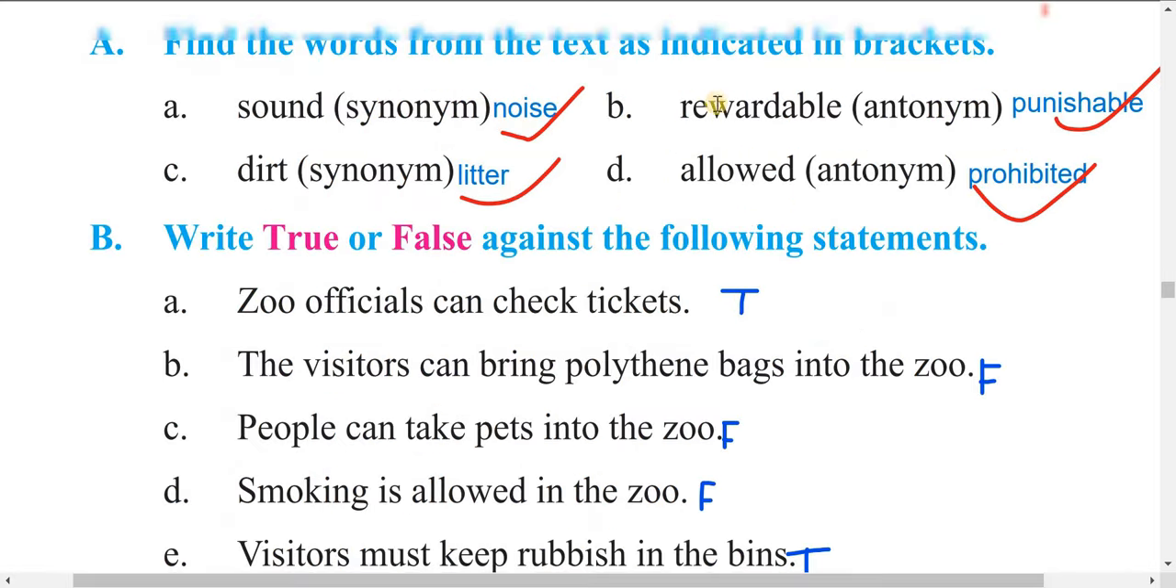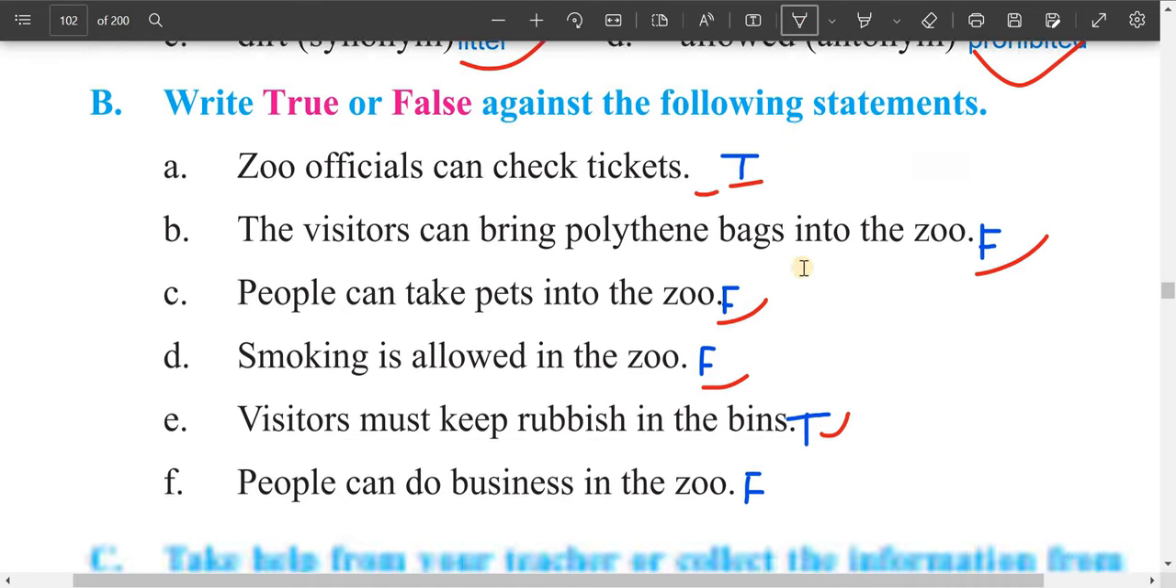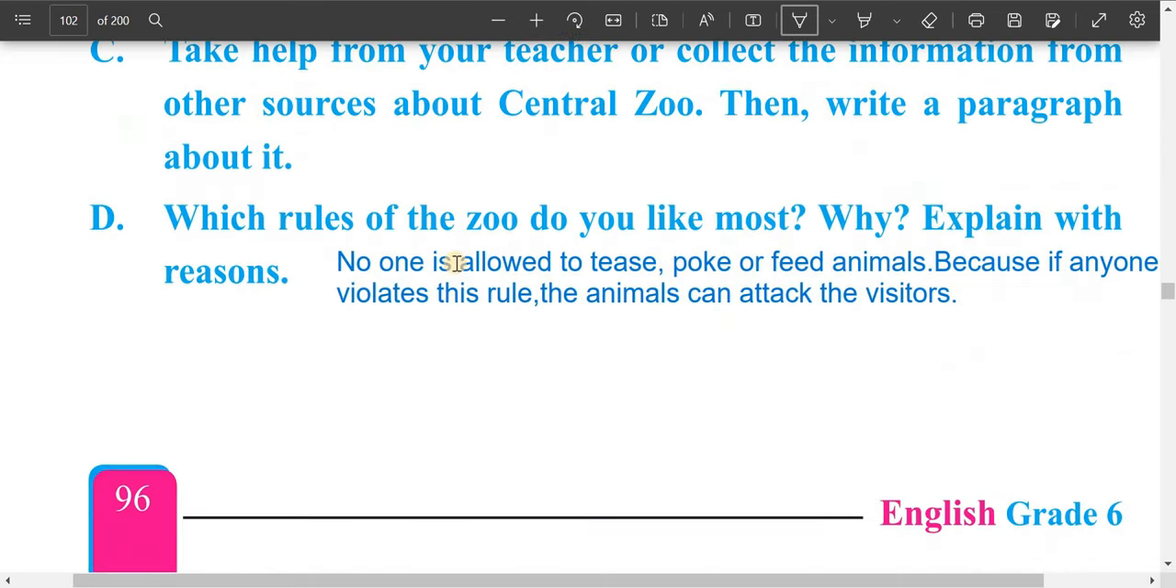Now, dear students, the next exercise is true and false. You see here. Zoo officials can check tickets. This is true. The visitors can bring polythene bags into the zoo. This is false. People can take pets into the zoo. This is also false. Smoking is allowed in the zoo. This is also false. Visitors must keep rubbish in the bins. This is true. People can do business in the zoo. This is also false.